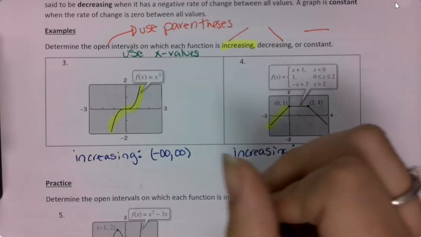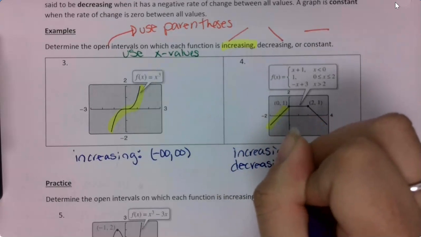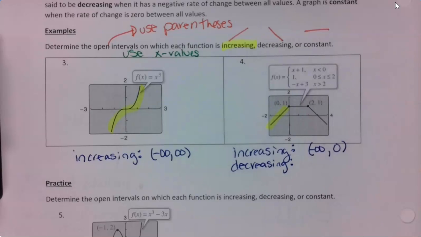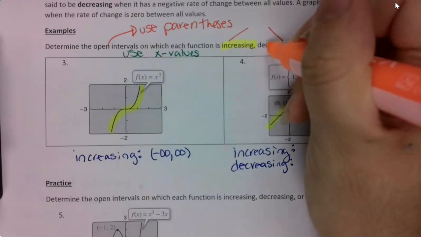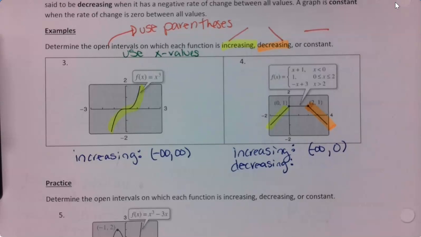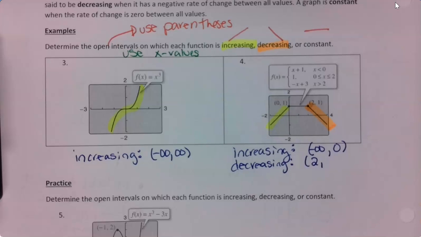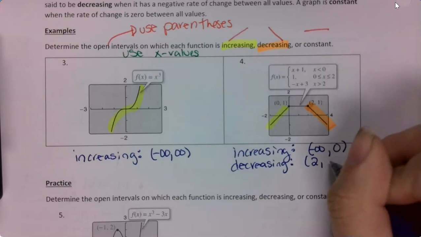Then I'm going to do decreasing next, just because that's what the problem says. You could do constant next if you wanted. So decreasing is going down. So where does it start going down? And where does it end? Infinity.